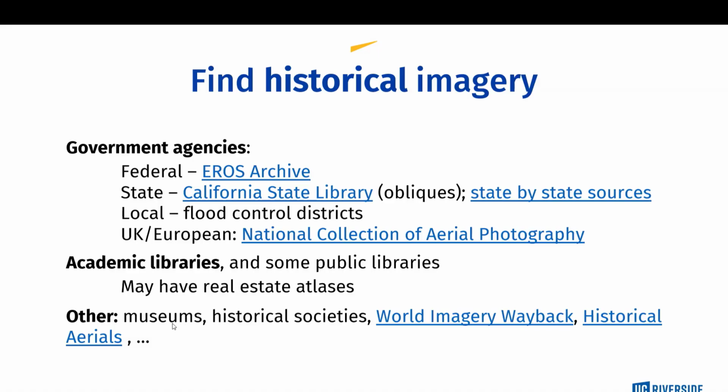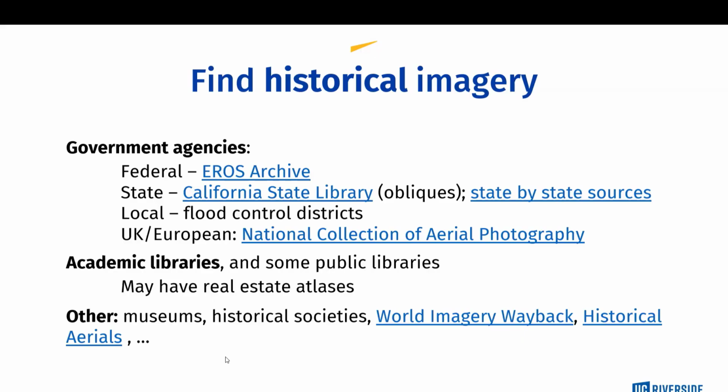Otherwise, a lot of museums have aerial photography, maybe not on display, but in the back. Historical societies, I have found that to be true, that several of them have acquired whatever aerial photography they could find. And then there's a few other applications as well, or services where you can find historical imagery.